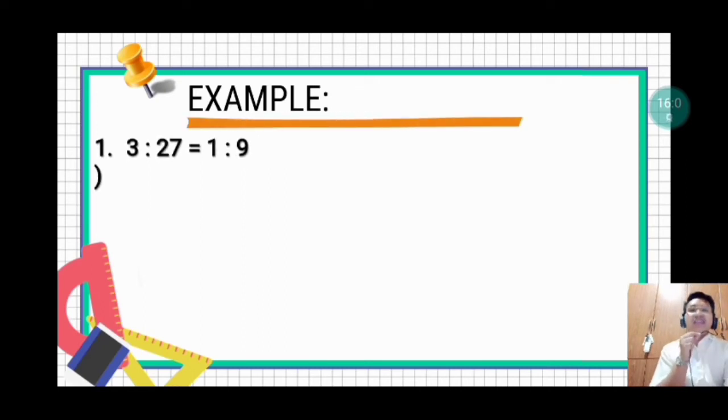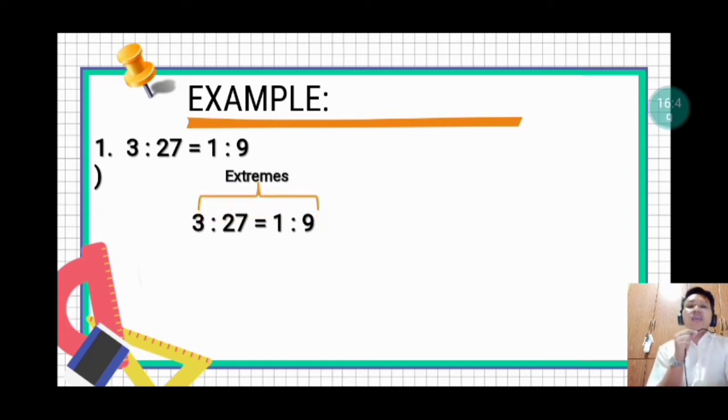So, example number 1, 3 is to 27, 1 is to 9. Okay? So, first, we need to write down the given, 3 is to 27 is equal to 1 is to 9. So, first, we need to identify which would be the extremes. Okay, so what do you think are the extremes in our given proportion? Anyone? All right, very good. So the extremes are 3 and 9. How about our means? Anyone? All right, very good. These are 27 and 1.